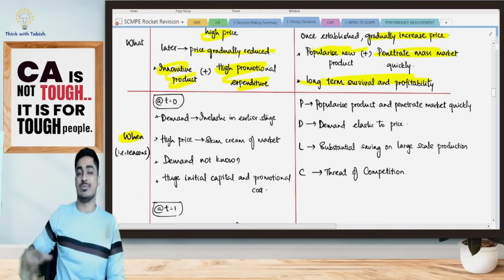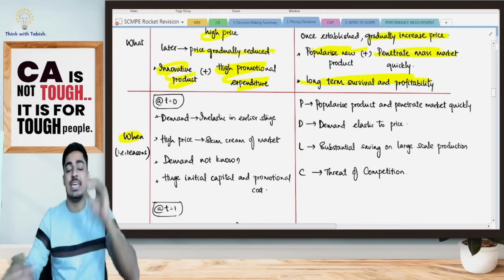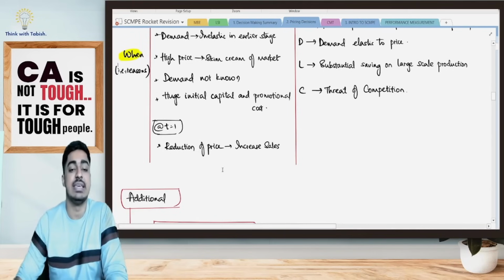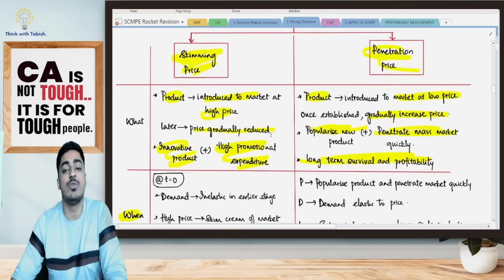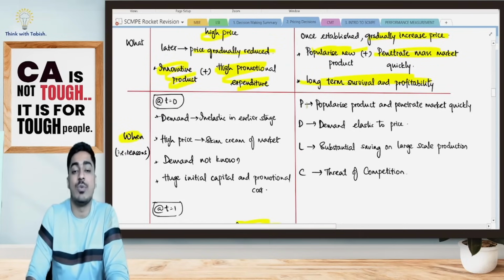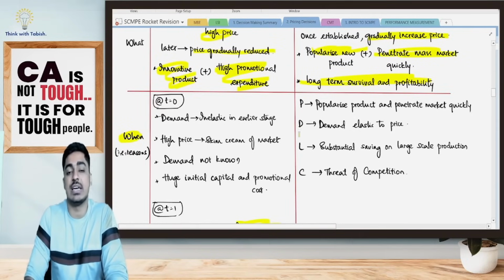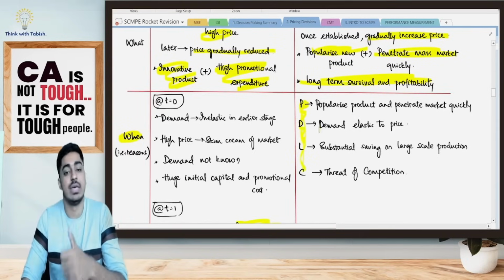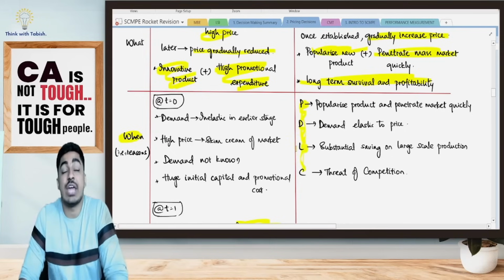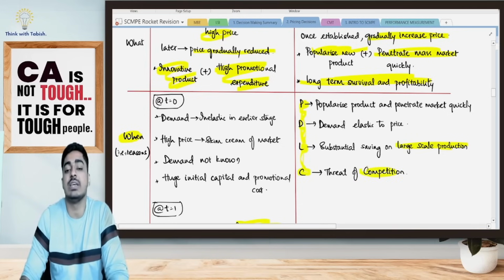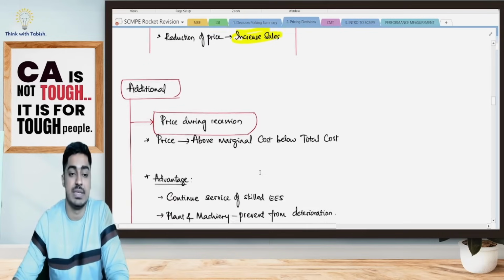And at T1, slowly after a point of time, if I gradually reduce my price, yes, I'll be in a position to increase my sale. Is it clear? And when do I go for penetration pricing? You have your mnemonic PDLC, product life cycle. P, to popularize a new product. D, where demand is elastic to price. L, where we are having substantial saving in case of large scale production, and C, where you're having competition, threat of competition. Is it clear?